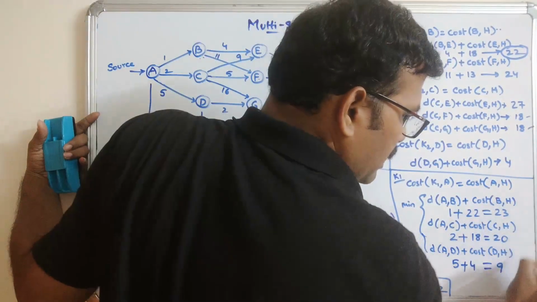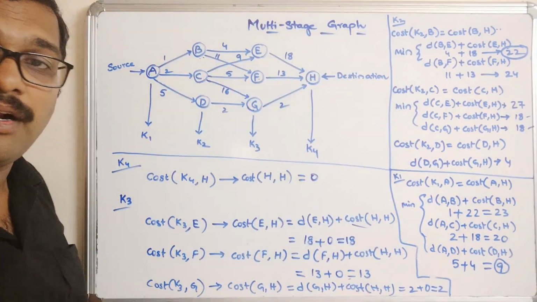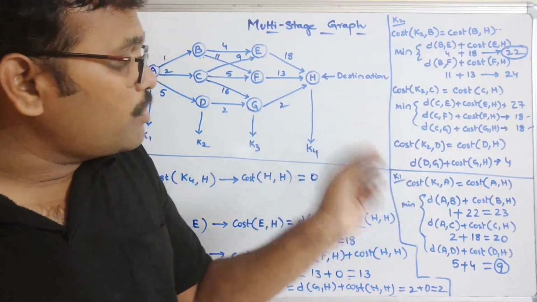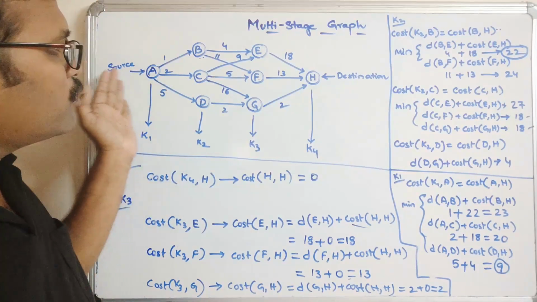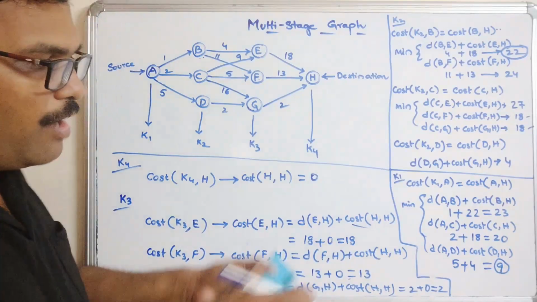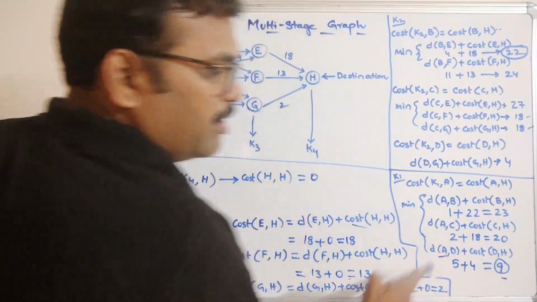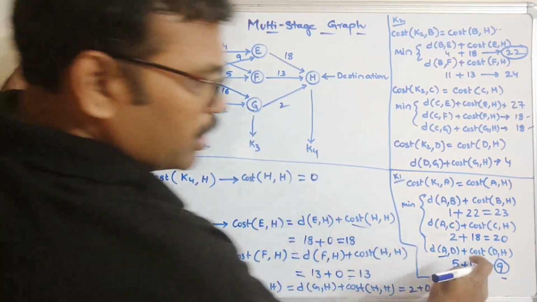So among these three, what is the minimum? This is the minimum, so we can consider 9, and this is the first stage, that means the source. So in order to find the path from source to destination, the minimum path cost is 9. Now we have to find out the path. So 9 means A to D. First A to D, then the cost of DH.